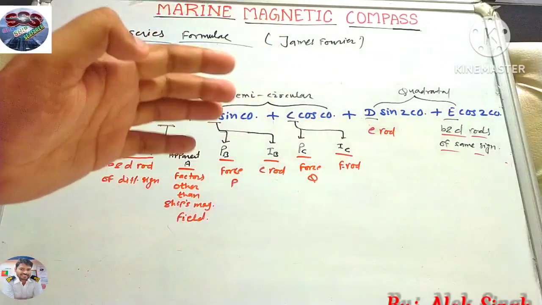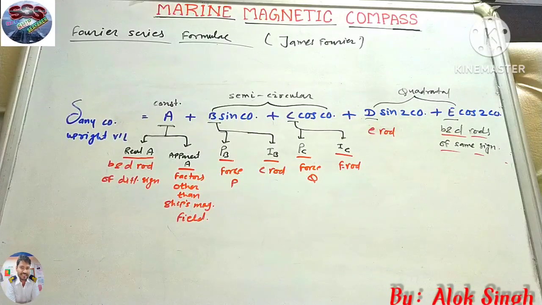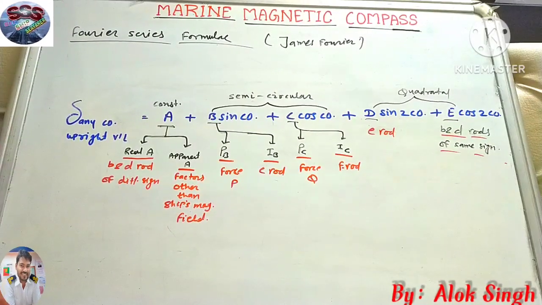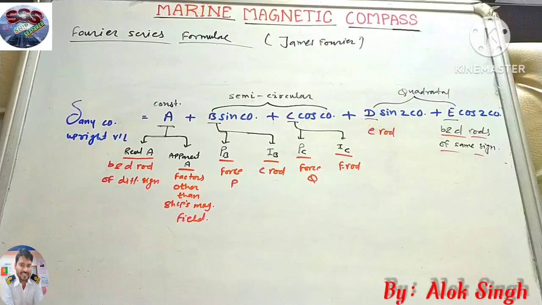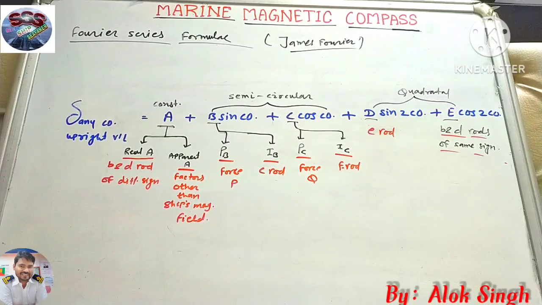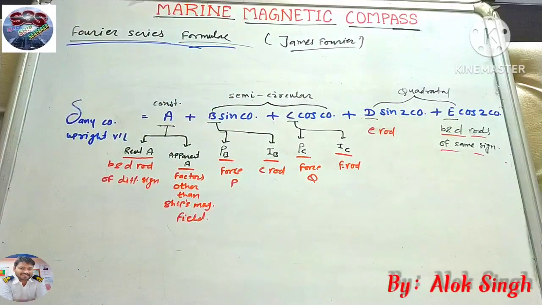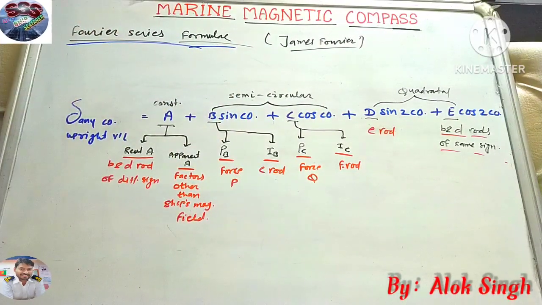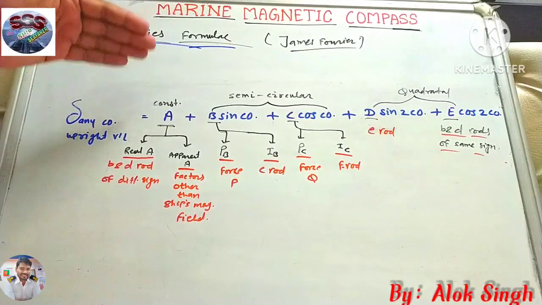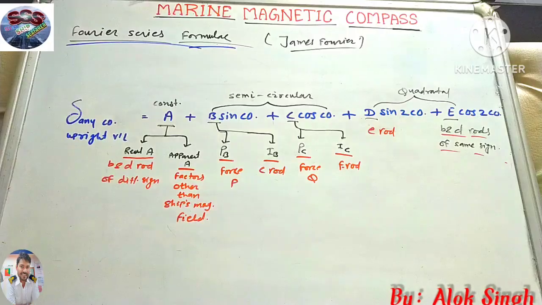But because there are various types of deviation, it is required to know the total deviation of a compass due to the various rods which we have already discussed. So a French scientist named Fourier gave a formula from a mathematical series, called the Fourier series formula. It is a mathematical tool that breaks down a periodic function into a combination of sine and cosine waves, and with this formula we can calculate the total deviation of our compass.